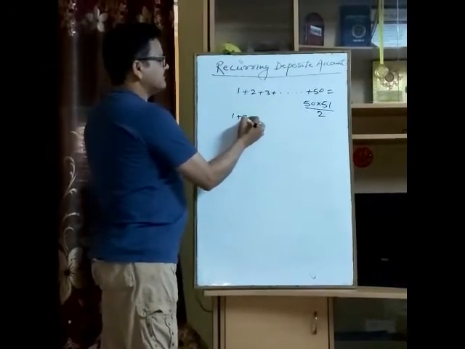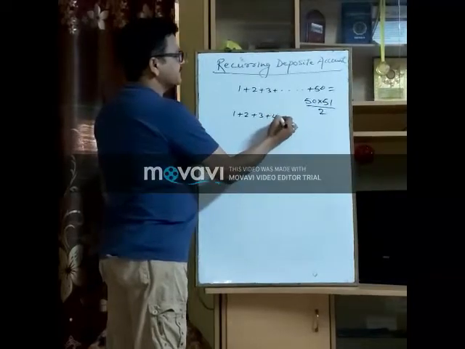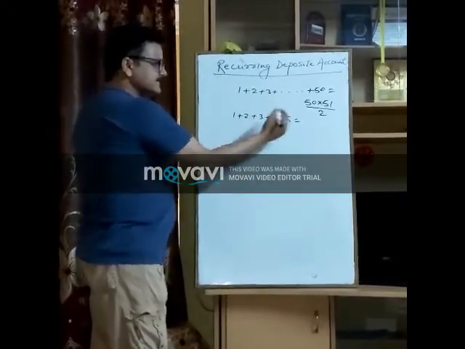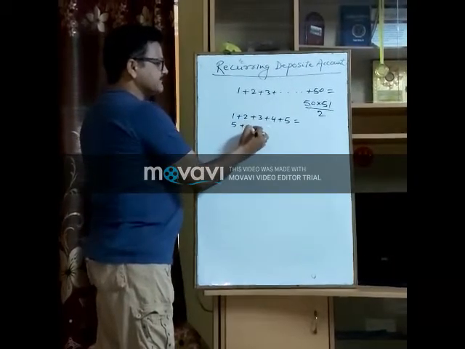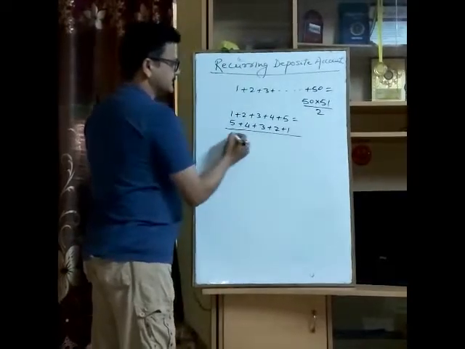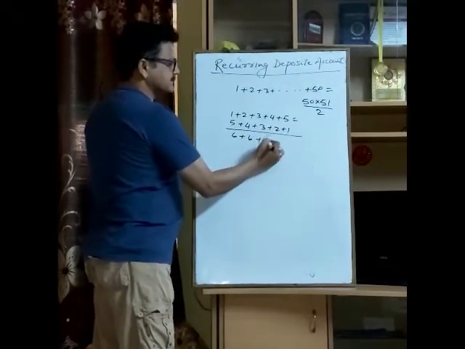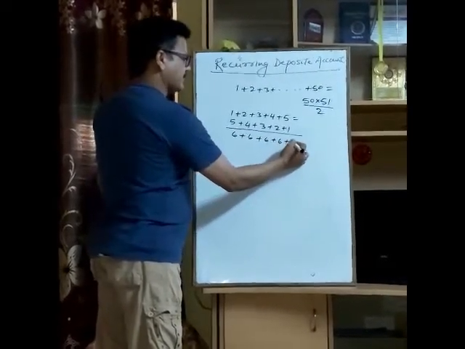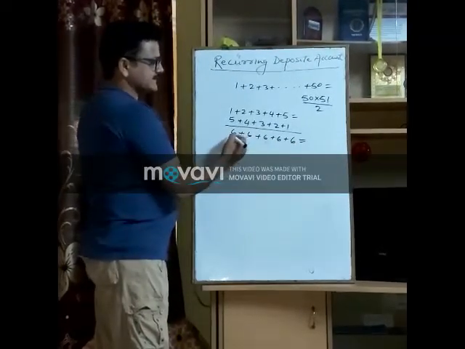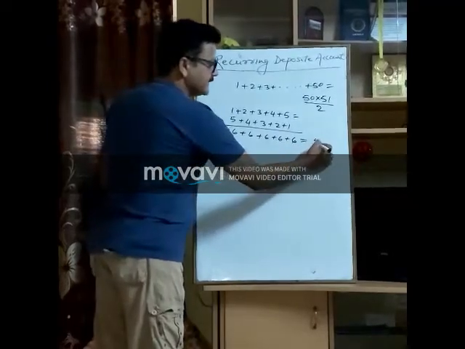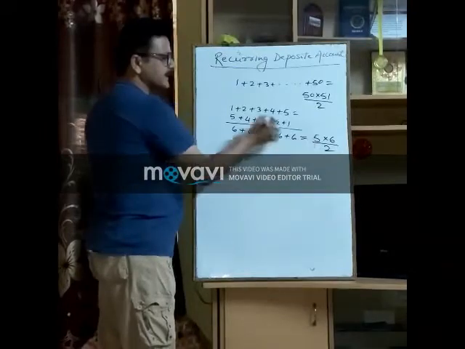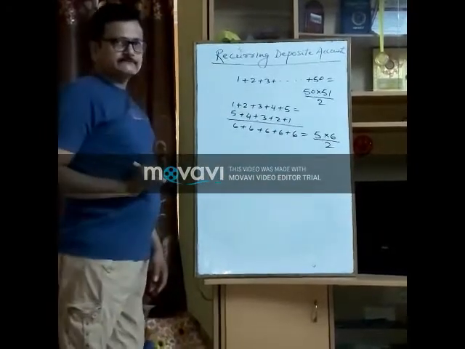If we have to find out 1 plus 2 plus 3 plus 4 plus 5. So for finding this value, what we do? 5 plus 4 plus 3 plus 2 plus 1. Then we add it. Then 6 plus 6 plus 6 plus 6 plus 6. Now this value we can calculate very easily. 6 is appearing 5 times. So 5 times 6 divided by 2. Why it is 2? Because we have added 2 times.